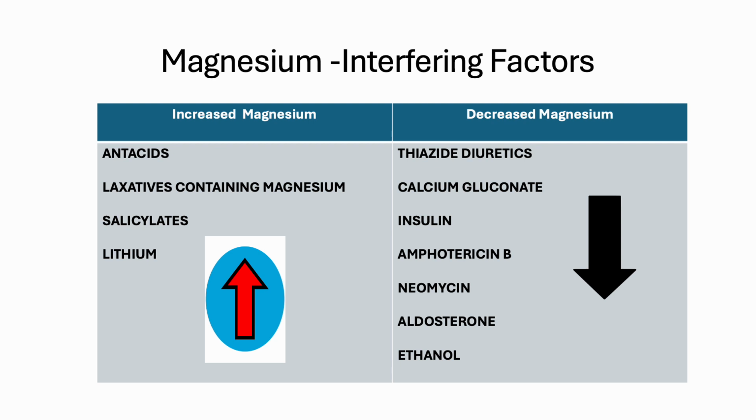Magnesium interfering factors. Factors that increase magnesium levels are antacids, laxatives containing magnesium, salicylates, and lithium. For decreased magnesium, factors that decrease magnesium are thiazide diuretics, calcium gluconate, insulin, amphotericin B, neomycin, aldosterone, and ethanol.